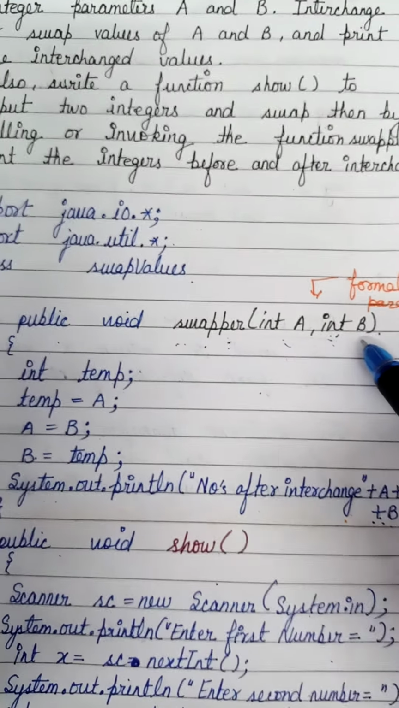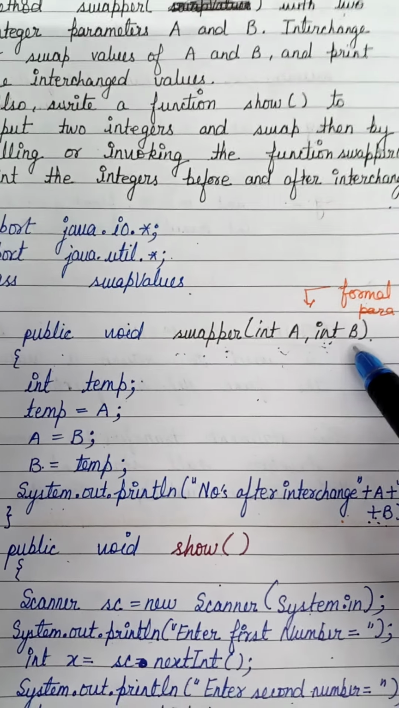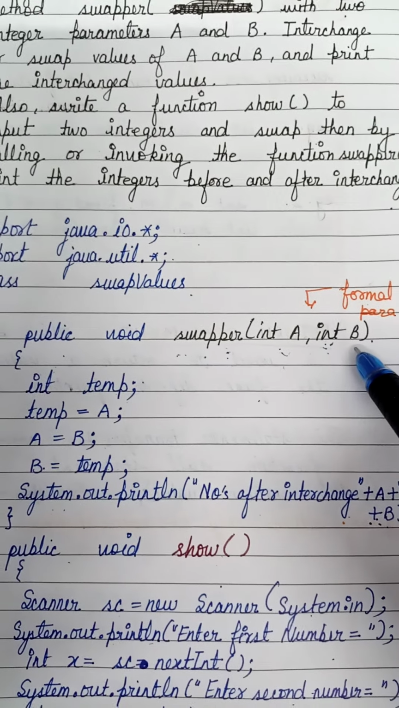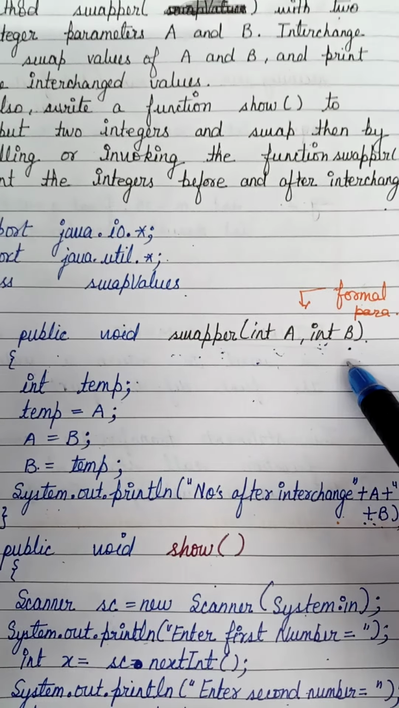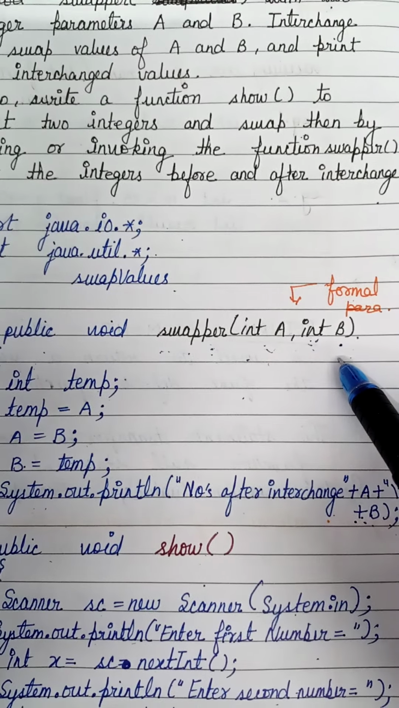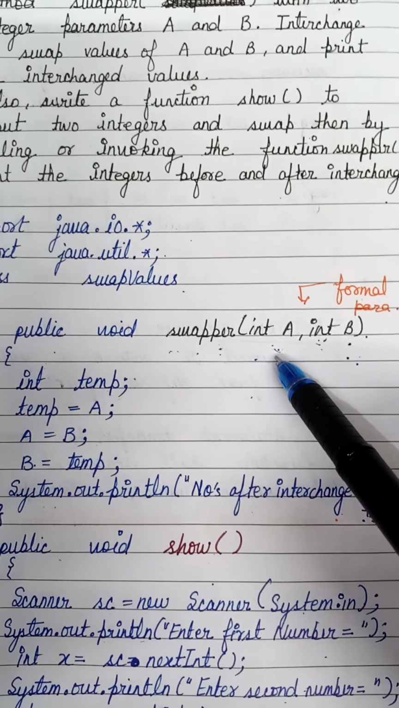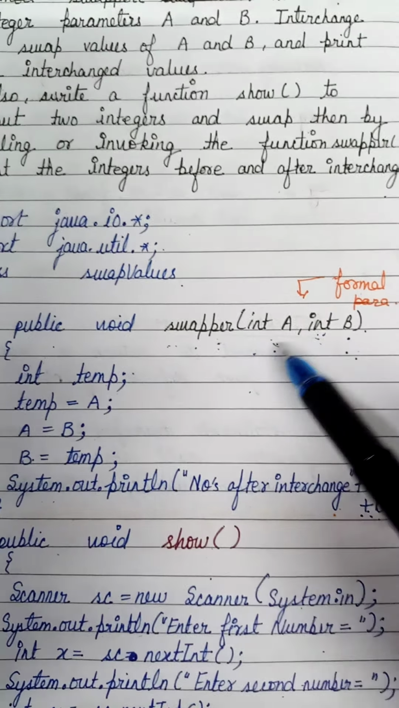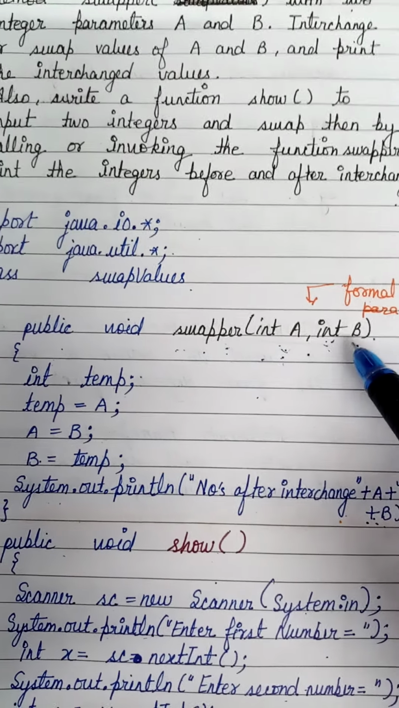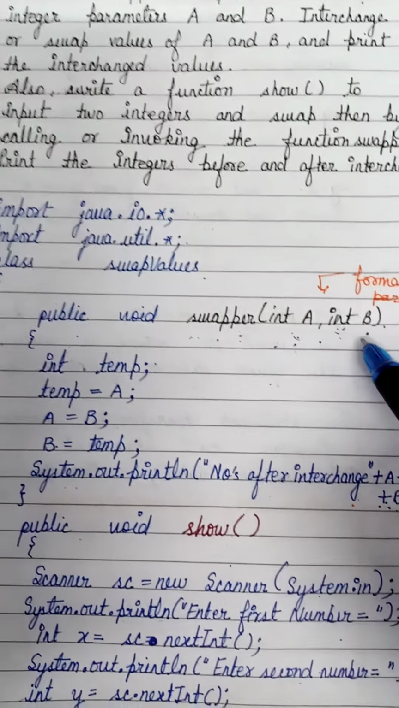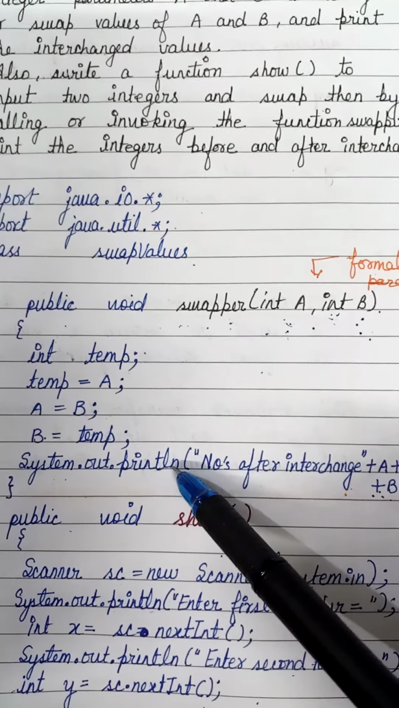This is call by value. We are passing the values stored within x and y. x and y are the actual parameters, and these are the formal parameters which are receiving the copy of the actual parameters within A and B. x will be within A in the same sequence, and y will be in B. Then this code will be executed.